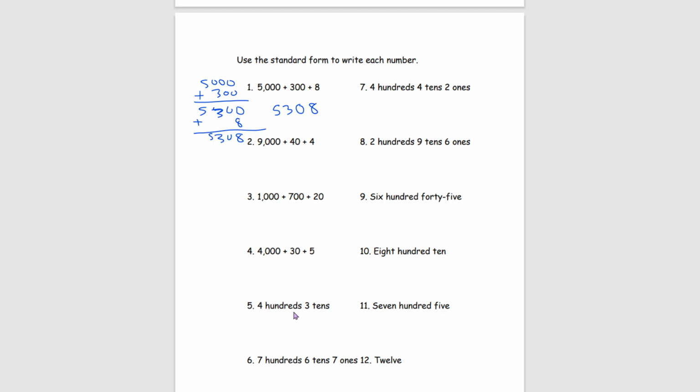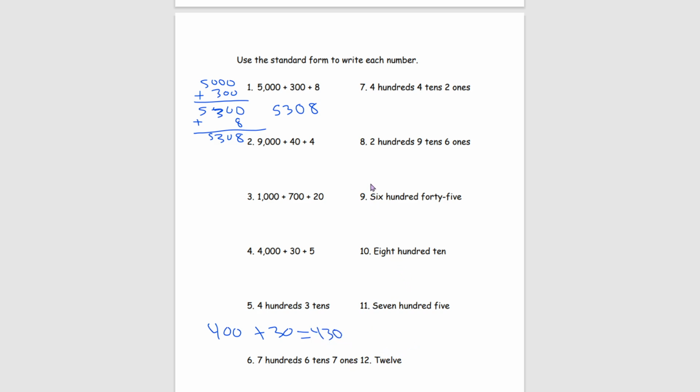Skip over to number 5. We have 4 hundreds and 3 tens. 4 hundreds is basically the same as 4 100s, or 400 ones. So basically, this is equal to 400. And 3 tens is equal to 30. And so to get our answer for number 5, we're just going to be doing 400 plus 30, which equals 430.